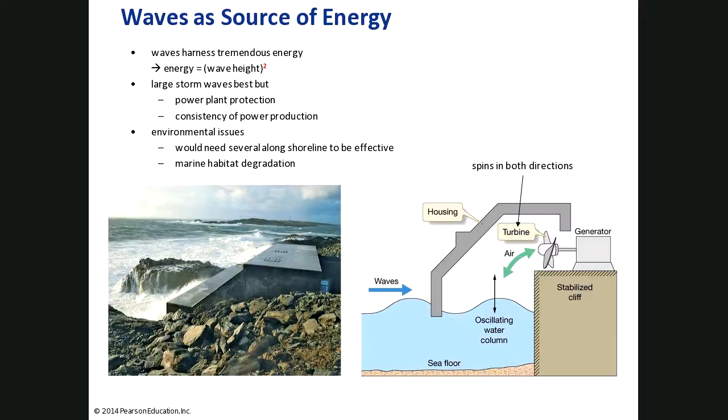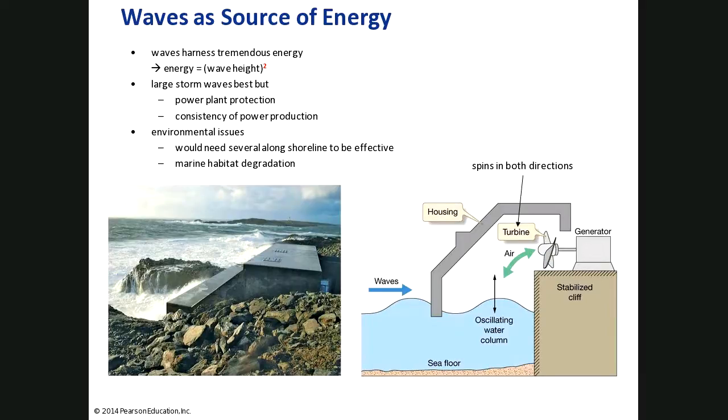Not to mention, you have to have a ton of these along the shoreline, and that would cause all kinds of marine habitat degradation. Most species in the ocean, I think we've talked about this before, live near the coast. They don't live out in the middle of the ocean. So building these kinds of things that would disrupt the current patterns, perhaps the nutrient availability, or ecosystems where different critters live, can cause tremendous damage to the ecosystem, and that could cause problems, of course.